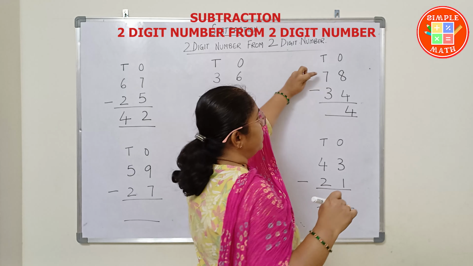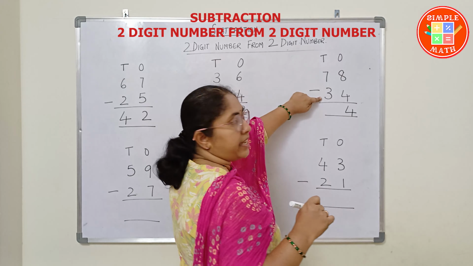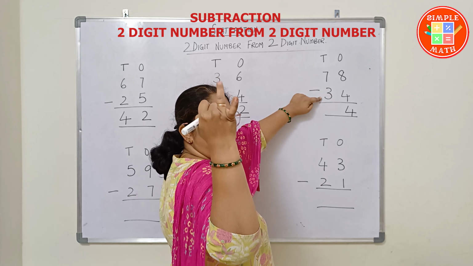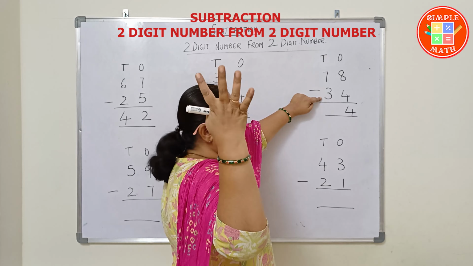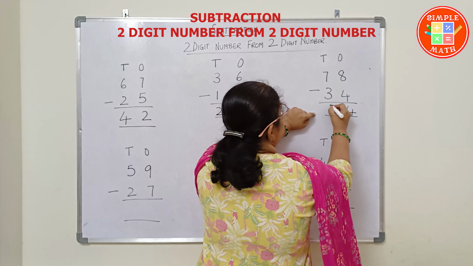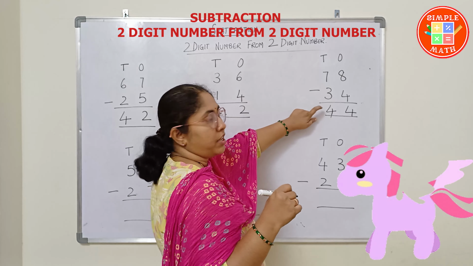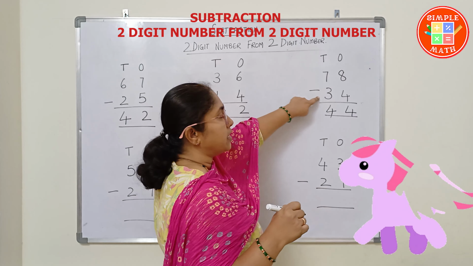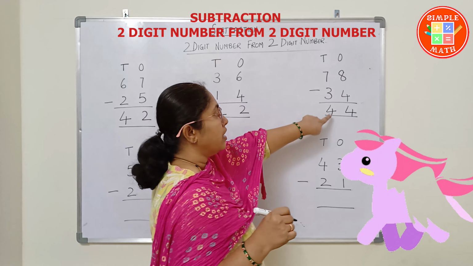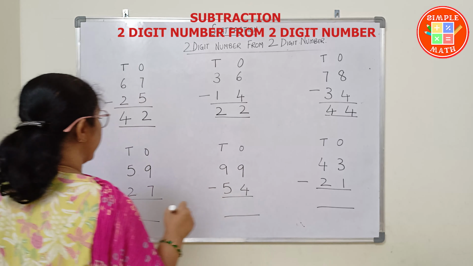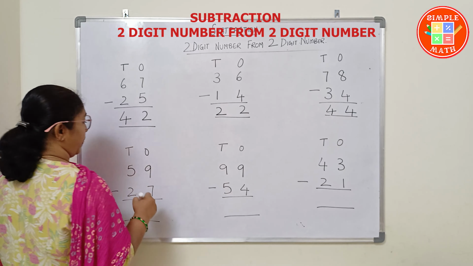Come to the tens column. 7 minus 3. Keep the small number in your mind. Count after 3: 4, 5, 6, 7. How many fingers did you get? 4 again. Right? Answer is 4, 4, 44. 78 minus 34 is 44. The answer in subtraction is called difference. What is it called? Difference.